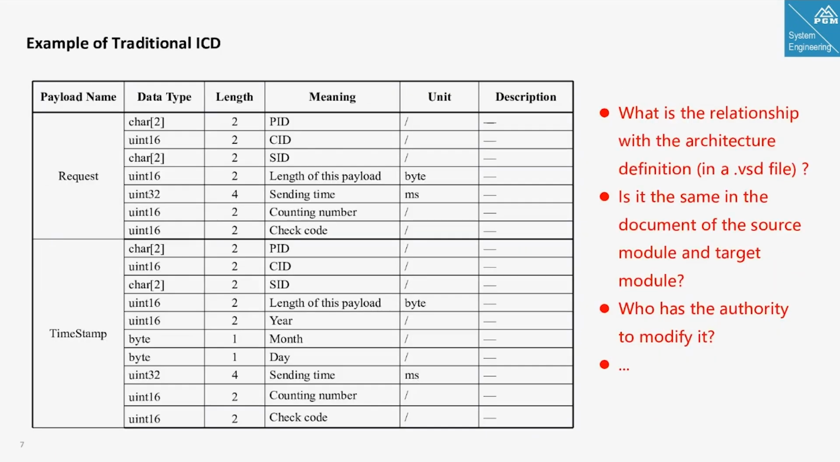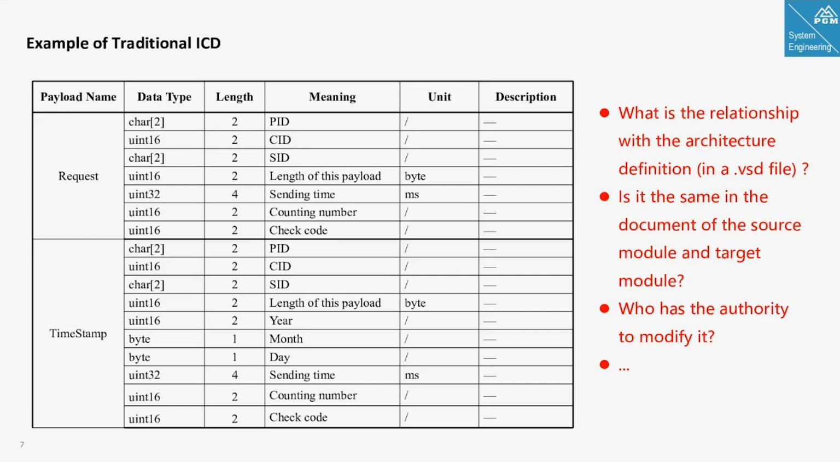And here is an example of a traditional ICD document. It's a typical table. For example, we have a payload named request here, and this payload consists of 7 fields. For example, the first field takes 2 bytes to represent 2 characters, and these 2 characters mean the PID code.